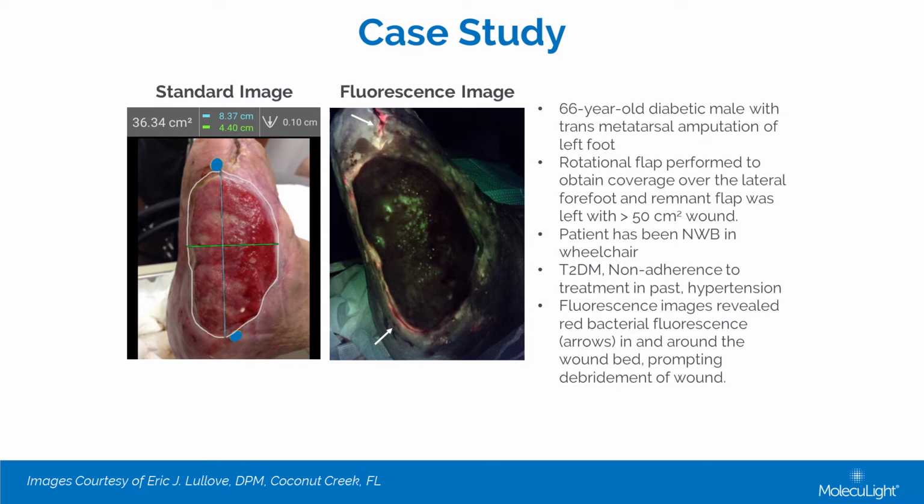The depth was manually put in, but it auto-calculated his surface area at 36.34 centimeters. In the fluorescent imaging, you could see the red fluorescing bacteria both at the inferior and superior aspects of the wound, along with maroon coloring on the lateral aspect of the wound, which showed active bleeding. What this is showing me is information beyond what you're getting from a static image or the naked eye.